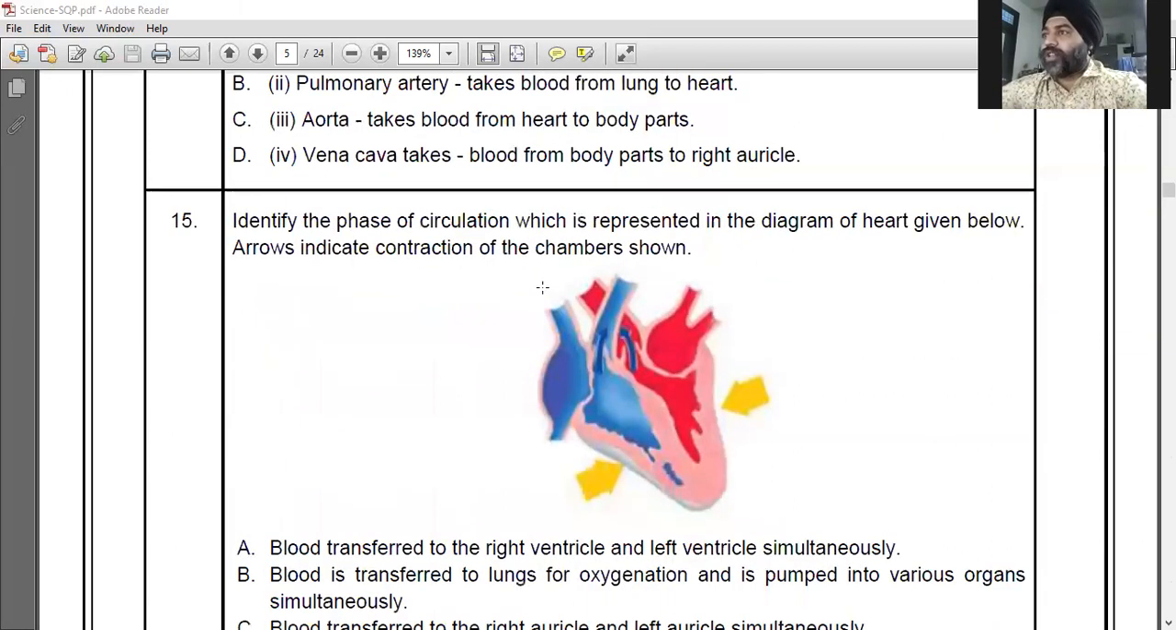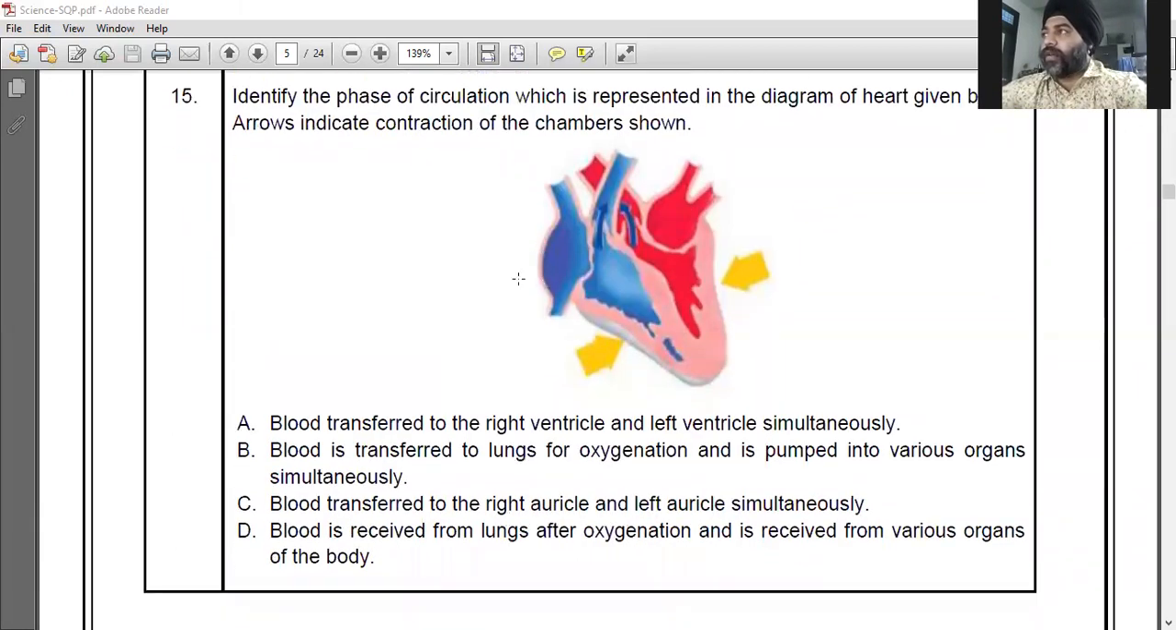Now question number 15, again from the same chapter. Identify the phase of circulation which is represented in the diagram of the heart given below, and arrow indicate the contraction of the chamber shown. Now all of you know that these lower chambers are ventricles. Here these arrows are shown, it means these ventricles are contracting. Whenever these ventricles contract, from the left ventricle the blood will go towards the body parts, and when the right ventricle contracts, blood will go to the lungs for purification.